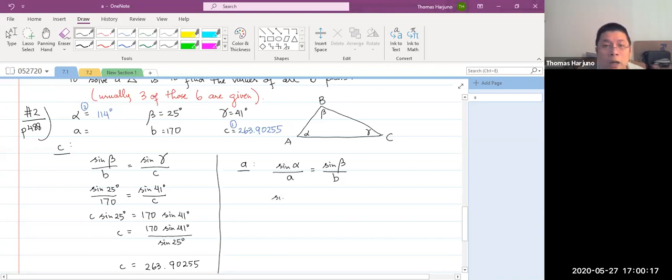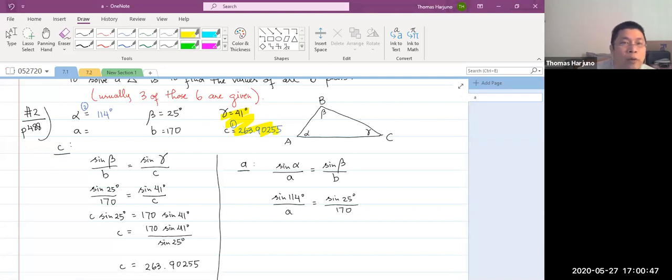This is sine 114 degrees over A equals sine 25 degrees over 170. Of course, you can use sine alpha over C. You can use this too. Now, the problem is your C here is a rounded answer, right? So you already have some rounding error there. If you use that further, you may have a compounded rounding error.